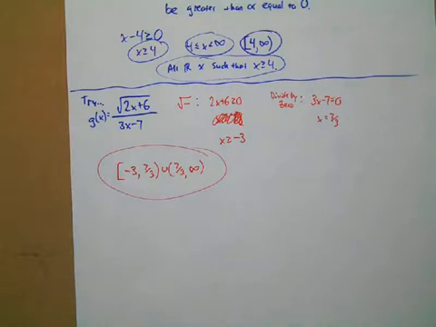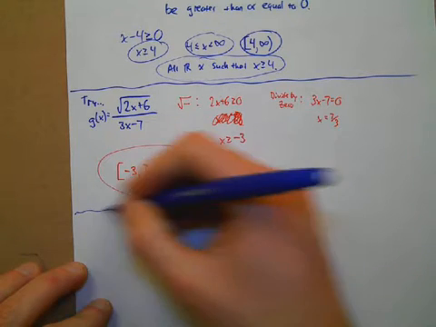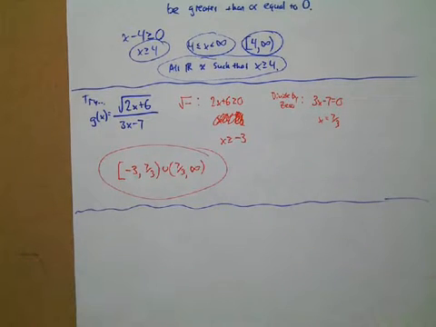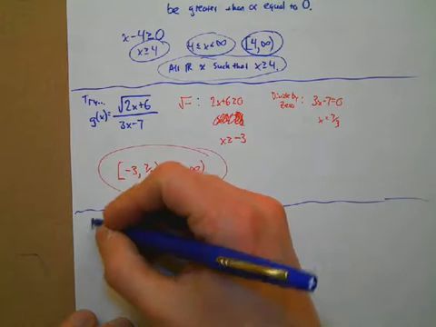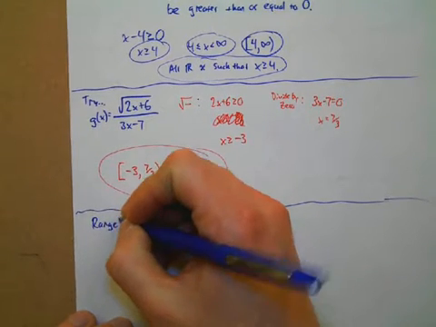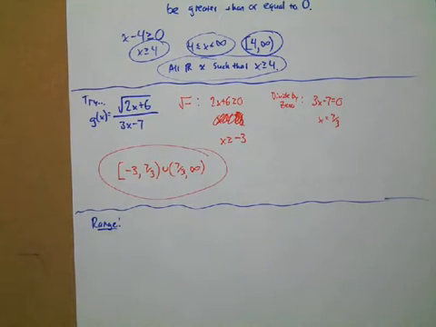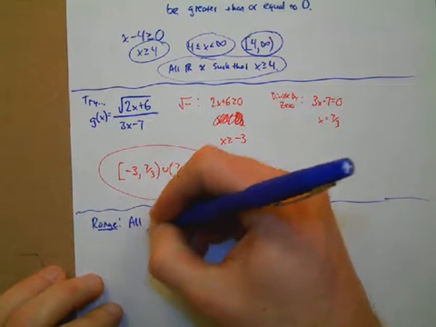All right. I'm going to look real quick here at range, and then we'll get started on the assignment, just so you can have some more practice. All right, the range, it's all possible outputs, or in other words, y values, of a function.